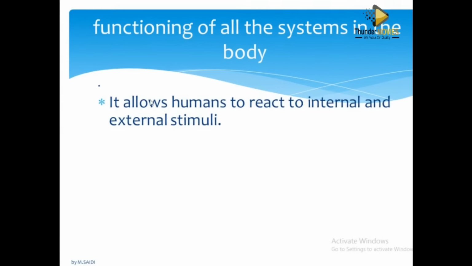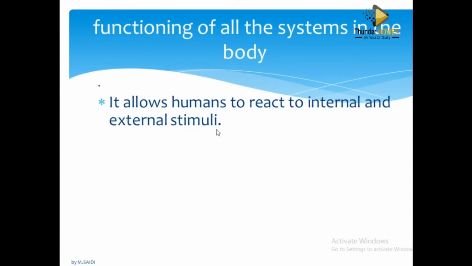So what is the function of the central nervous system? Number one, it allows the human to react to internal and external stimuli. If it's one, it's called stimulus. If there are many, we call them stimuli. So when you say it reacts to internal and external, a stimulus is any change in the environment. For example, if the heat is low, then changes to high, that is a stimulus. So you have to respond from low heat to high heat.